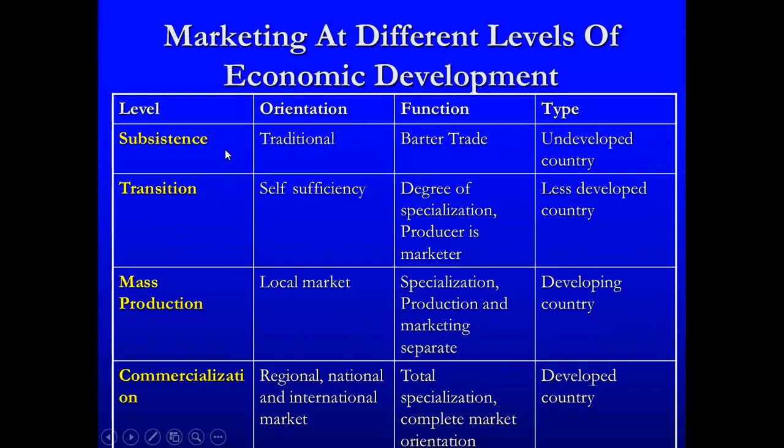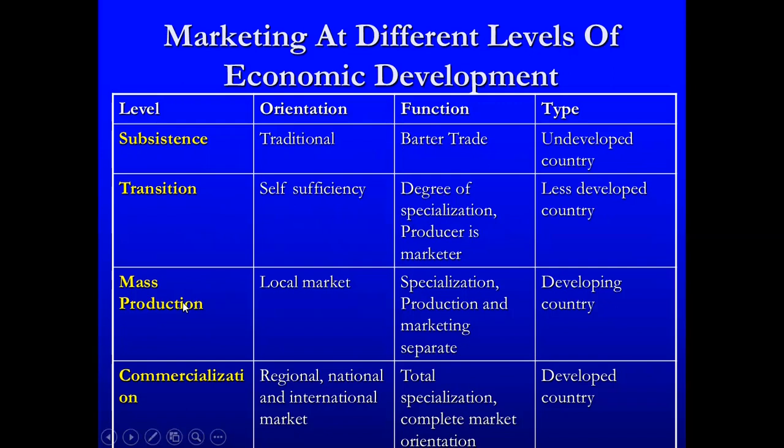Then let us see various levels of economic development. The basic level is subsistence. The trade is barter trade, and it is seen in underdeveloped country. The second level is transition. There is a degree of specialization. However, the producer is the marketer. This is seen in less developed countries.